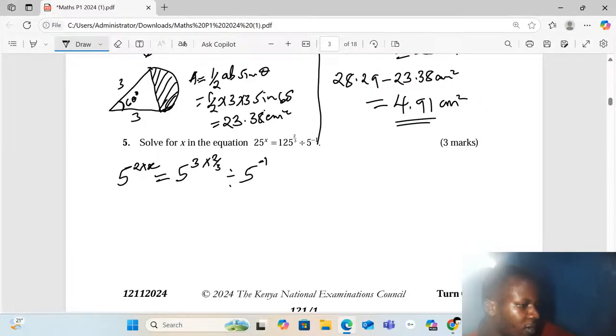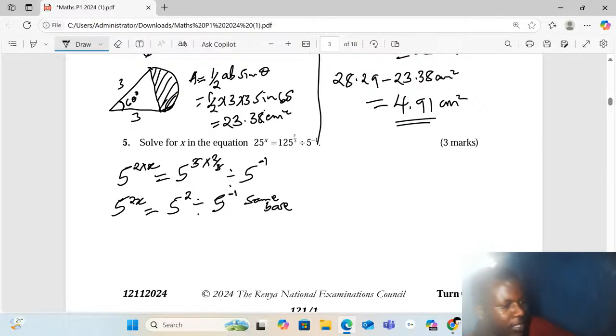Raised to negative 1. Now, 2 times x, that is 5 raised to 2x, is equal to, then we multiply the 2, so 3 goes with 3, so we shall have 5 raised to 2, divided by 5 raised to negative 1. So we've made it to have the same base. Now that we have the same base, we can now drop the bases.